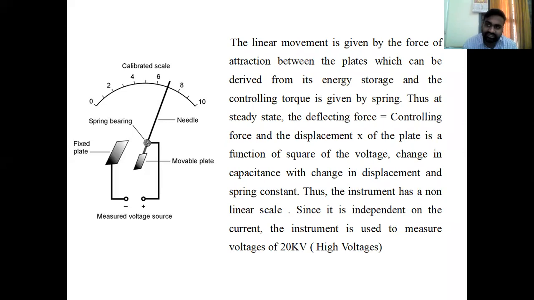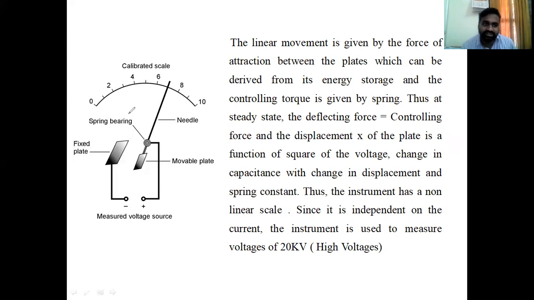At what condition does the steady state condition exist? Whenever the needle reaches a particular magnitude of measurable value. Let us say here we have to measure 7 volts. The needle starts deflecting from 0 volts to 7 volts. That is the maximum value of the magnitude which is flowing in the line. That position is called the steady state value. That means the meter which is about to read a particular magnitude, that is a steady state condition.